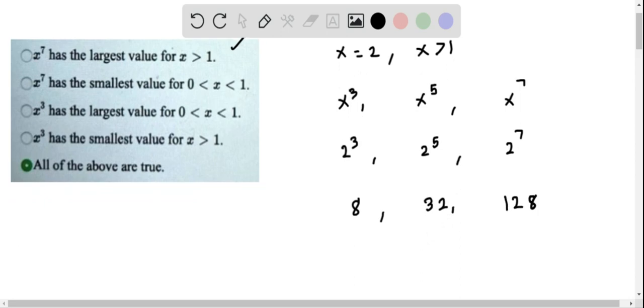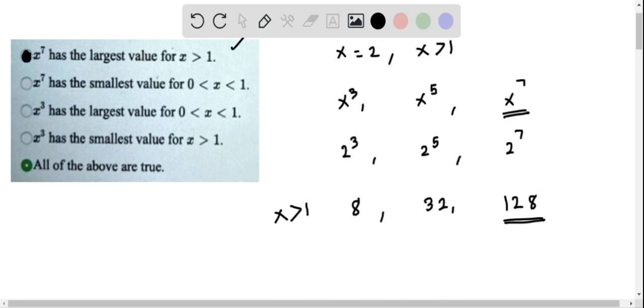So we can clearly see that for x greater than 1, this 128 is the largest value. Which means x power 7 is largest out of these three expressions. So this statement is true.